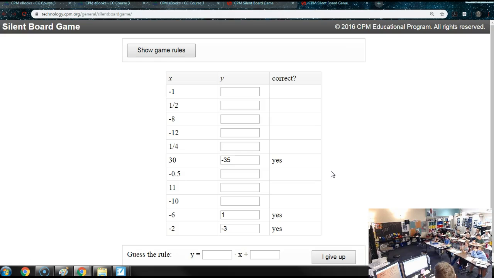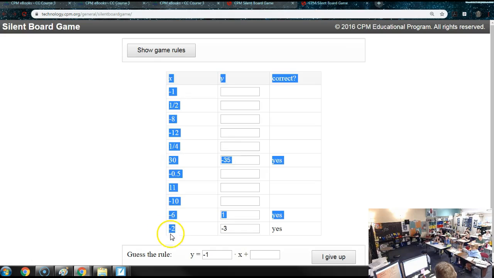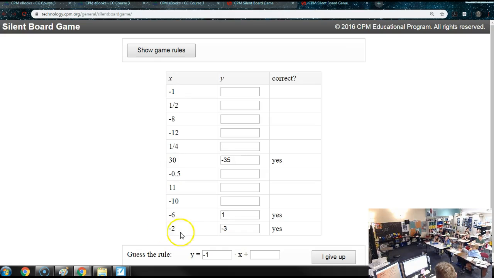Times 1 plus 5. This would be -5. Or no, this is what? No. It could be times -1, maybe. Because this turns from a positive to a negative. That's it. Test it. If we do times -1, that turns into 6. Times -1 plus 5. Hold on. Times -1 would turn this into 2.